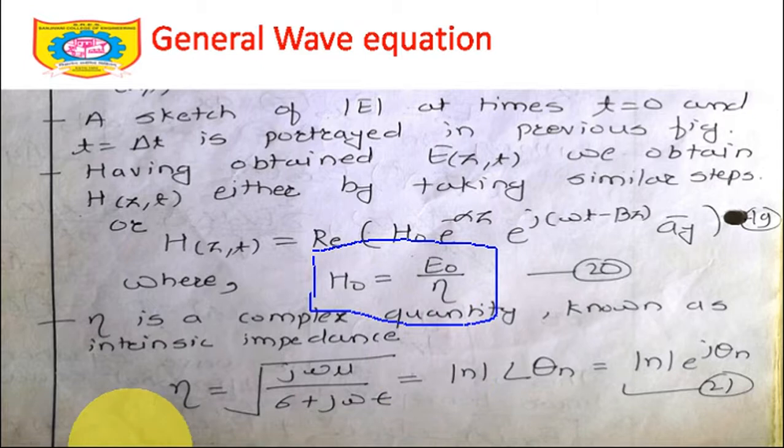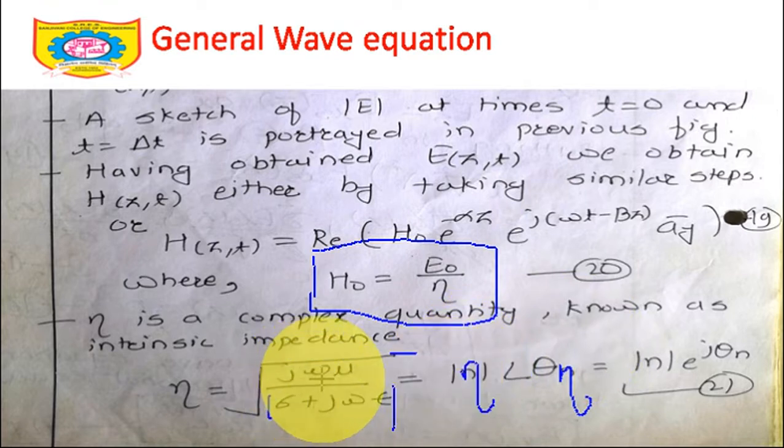impedance. So this intrinsic impedance can be represented as eta is equal to under root of j omega mu divided by sigma plus j omega epsilon. You can put a bracket here. So all these things are inside this square root, or this is denoted by mod of eta at an angle theta eta. What is this theta eta angle? It is the angle of intrinsic impedance. When we solve the numericals, we will talk about this angle of intrinsic impedance.